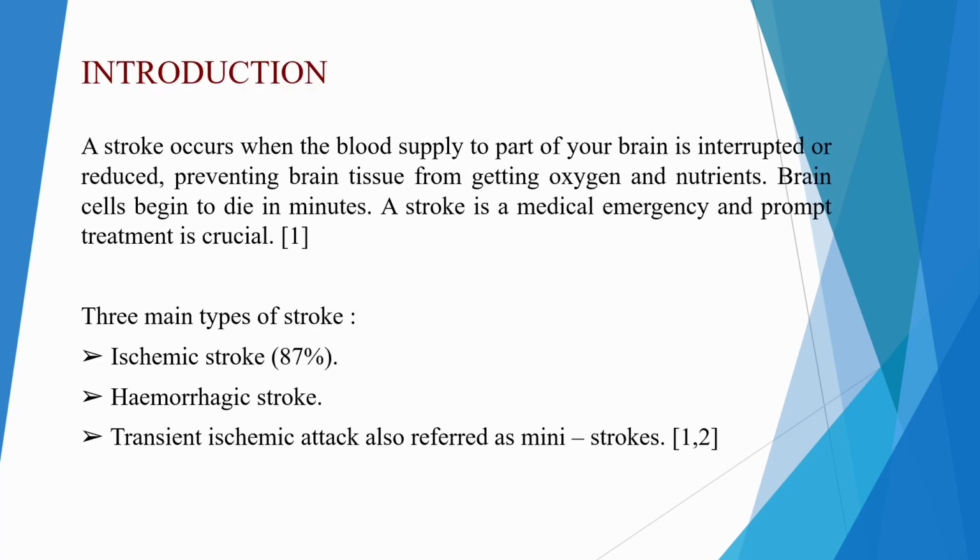Introduction: a stroke occurs when the blood supply to part of your brain is interrupted or reduced, preventing brain tissue from getting oxygen and nutrients. Brain cells begin to die in minutes. A stroke is a medical emergency and prompt treatment is crucial.